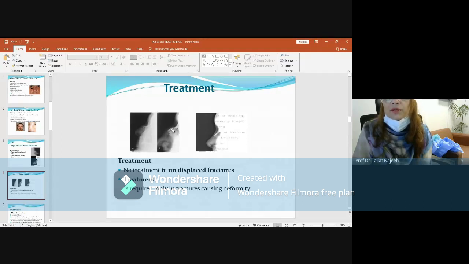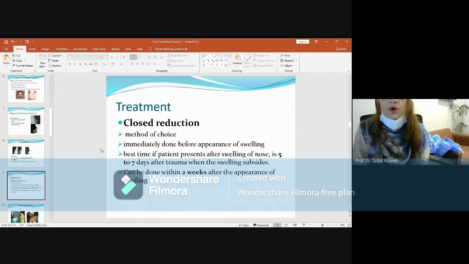You have to correct this fracture. So how will you correct or reduce this fracture? Closed reduction is very important. Closed reduction means you are making alignment of these fracture segments without giving any incision in the skin. So closed reduction is the method of choice.